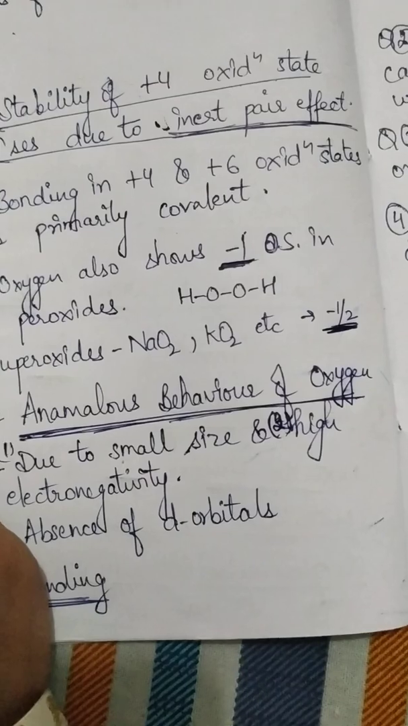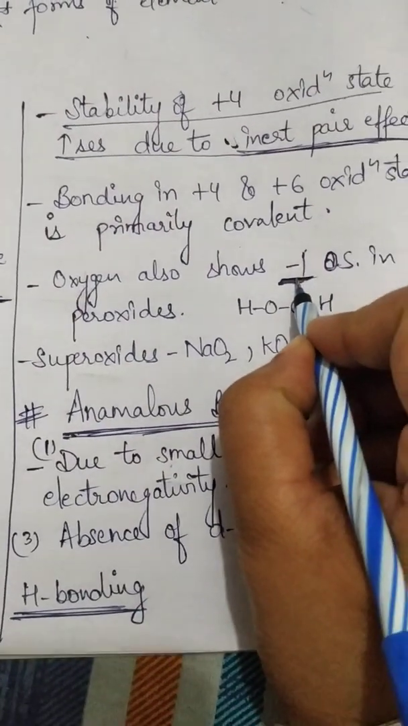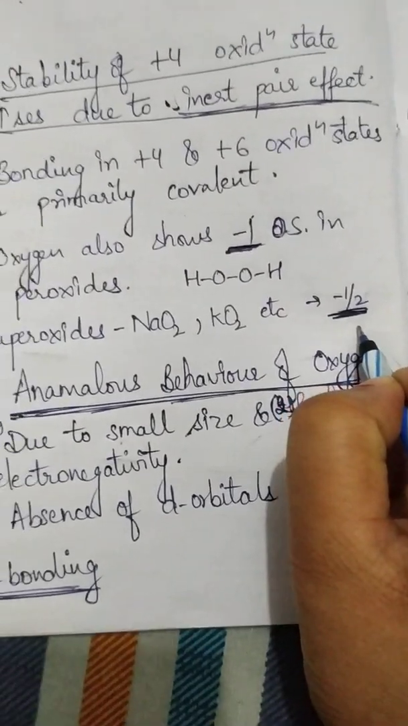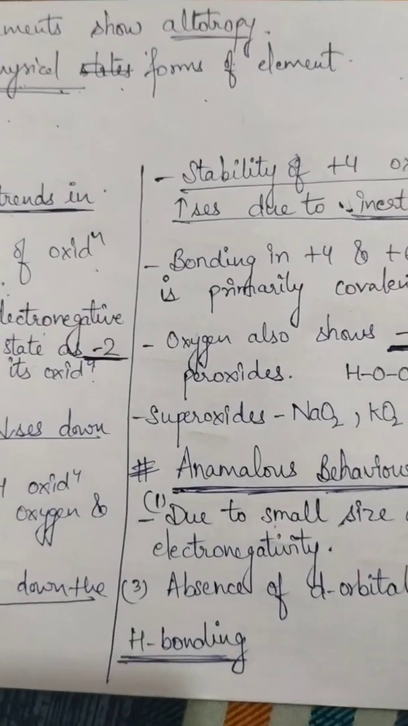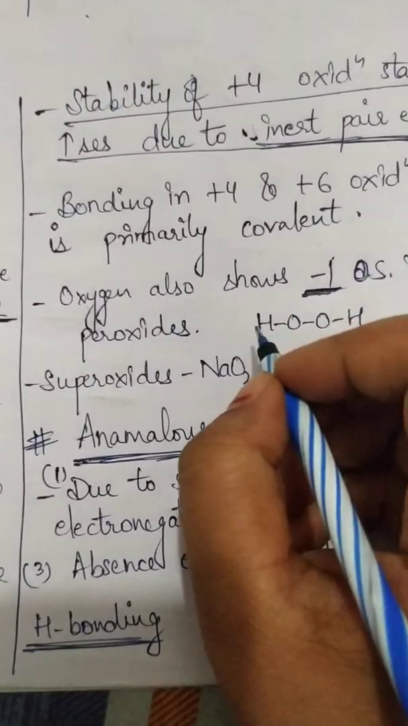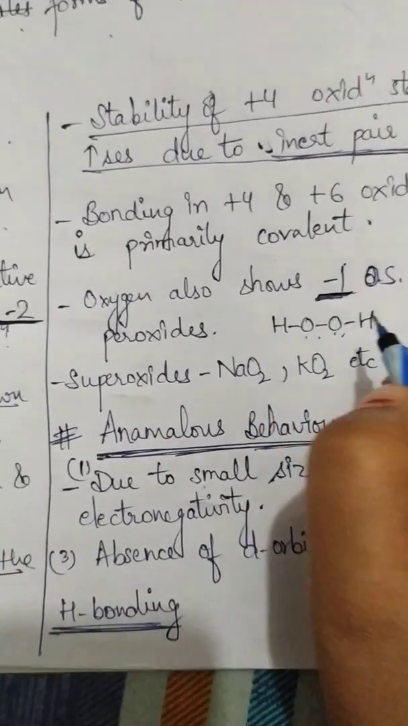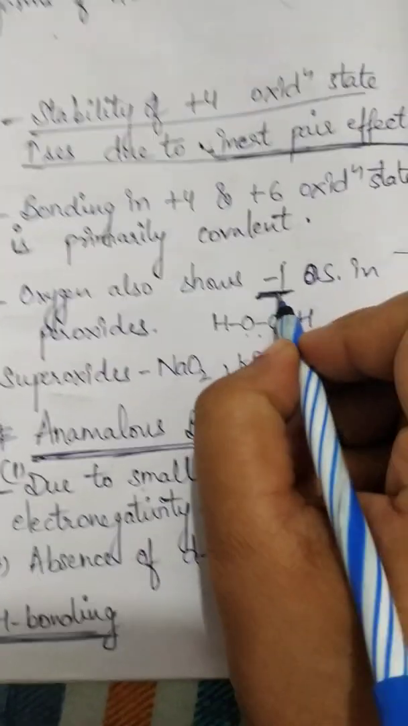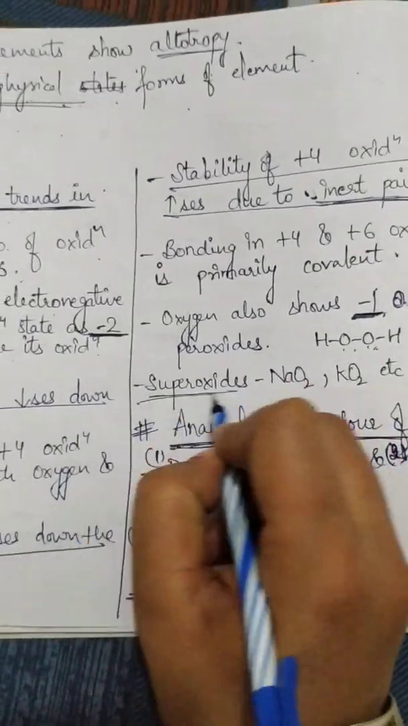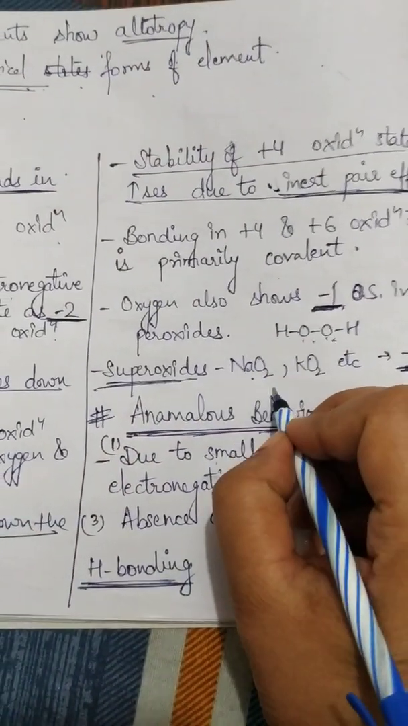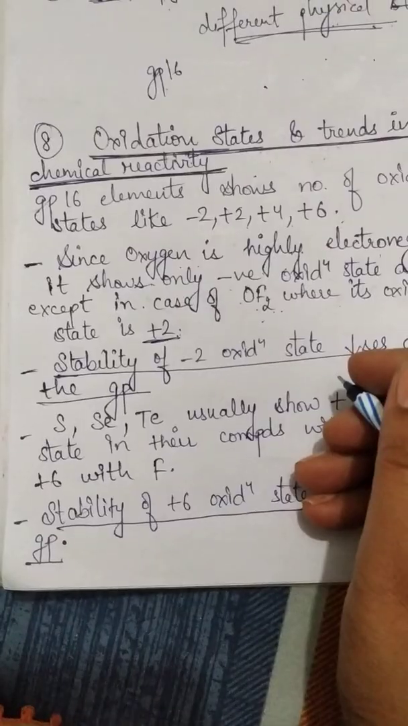Instead of -2 oxidation state, oxygen in its compounds also shows -1 oxidation state as well as -1/2 oxidation state. This is done in s block elements in class 11. If oxygen forms bonds with itself, meaning an O-O bond is there, then the oxidation state of oxygen will be -1. And in case of superoxides like sodium superoxide, potassium superoxide, it shows oxidation state of -1/2.